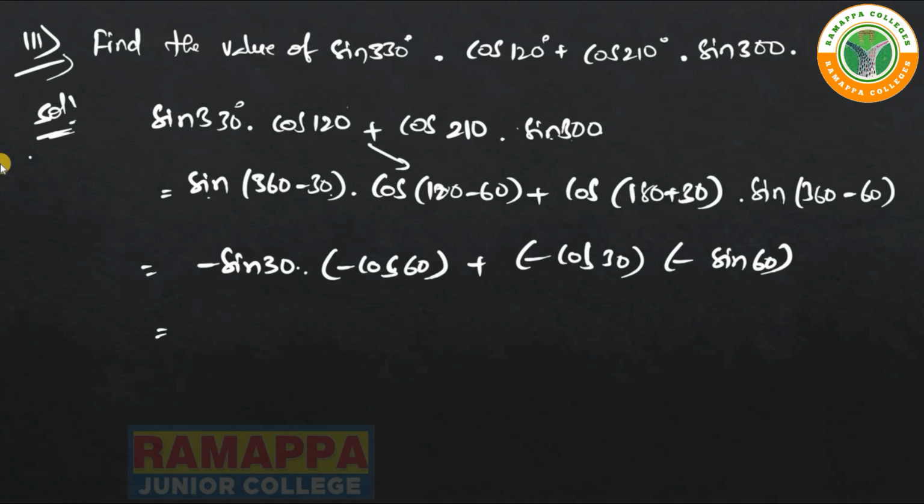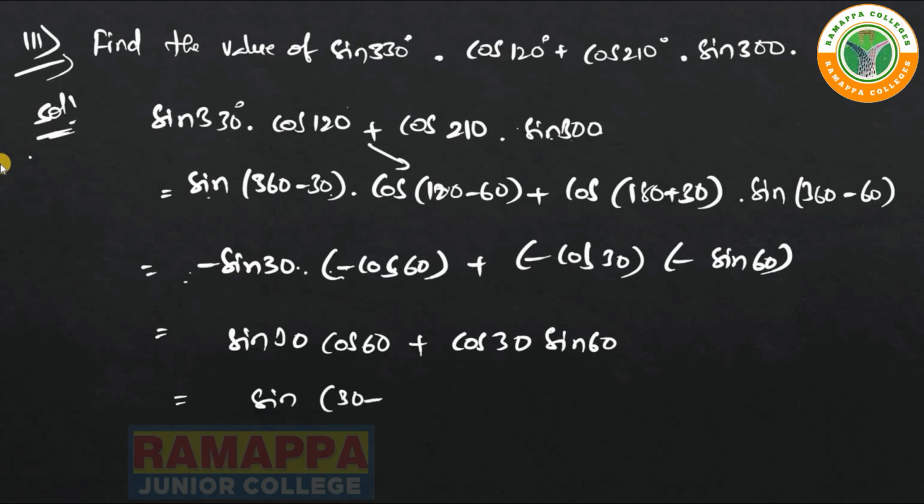Now we can say that all the minus i will cancel from these sides. It will become sin 30 cos 60 plus cos 30 sin 60. So this is the answer of sin of 30 plus 60, which is sin 90. Sin 90 is equal to how much?